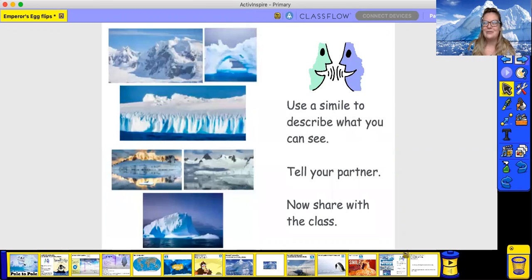Well done, Year 2, if you said that a simile was something that compares two things. You would have to use a word such as like or as in order to compare these to something else. Having a look at these images, I would like you to tell your adult something that looks the same as one of these images. For example, you might say, as cold as the bitter winter's night. Tell your adult now some of your ideas.